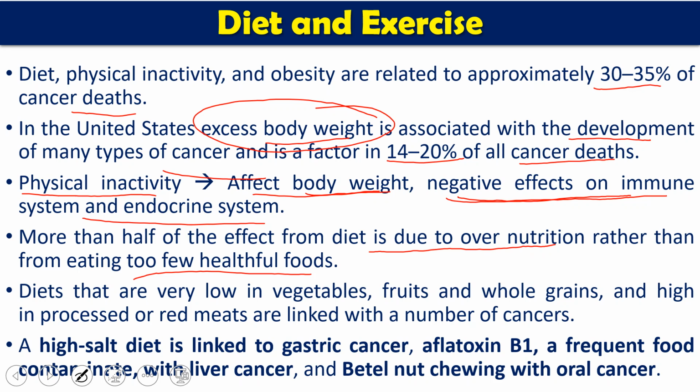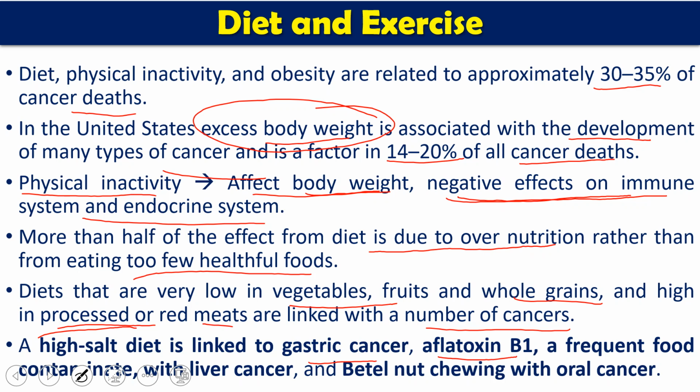Diets that are very low in vegetables, fruits, and whole grains and high in processed and red meats are linked with a number of cancers because they have more free radical generation power and fewer antioxidants. Whenever a person eats a high salt diet, that is linked with gastric cancer.